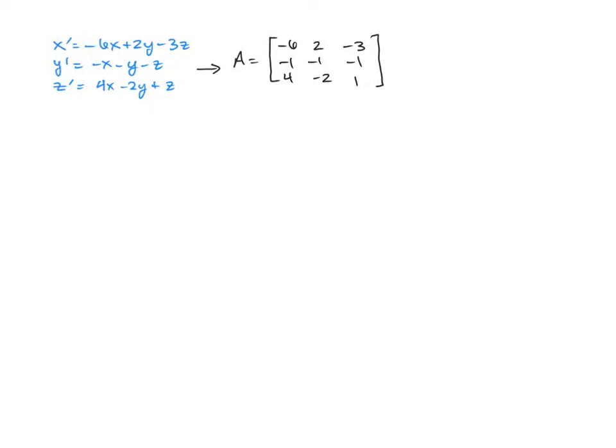Okay, so for this problem, we're going to be solving a 3 by 3 linear system using the eigenvector method. And the first step of this is to go in and find our eigenvalues. And so we'll go through and subtract lambda off of the main diagonal. So that's -6 minus lambda.